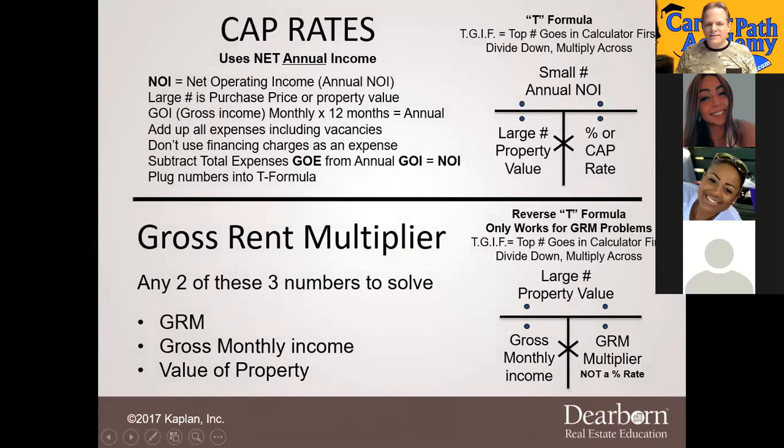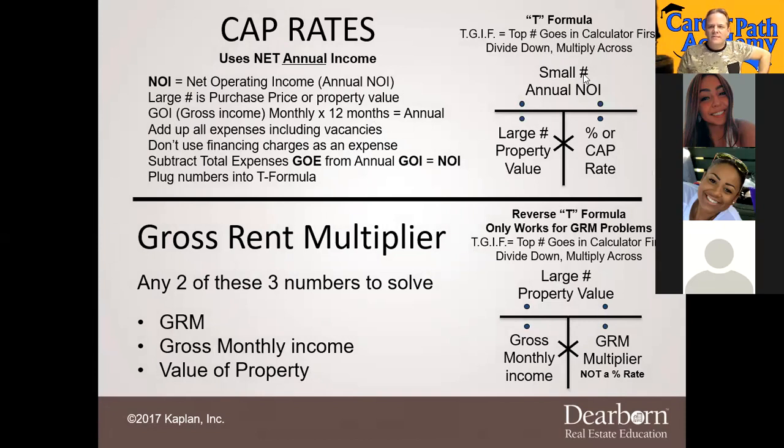Okay, here's your cap rates and all your GRM, and here's the math and how to. I put together a beautiful slide for you, nice and neat, right? Look at that. Isn't that beautiful? Snap a picture. You can snap a picture of that. That is a wonderful slide I made for you guys. Thank you. You're welcome.